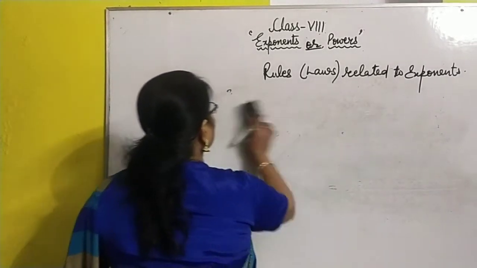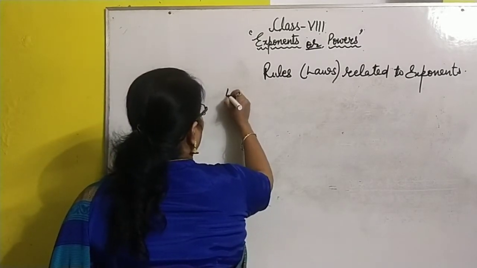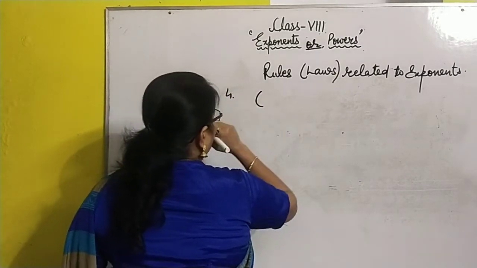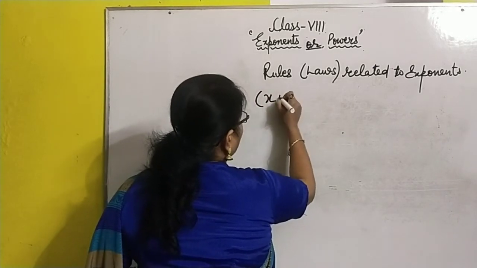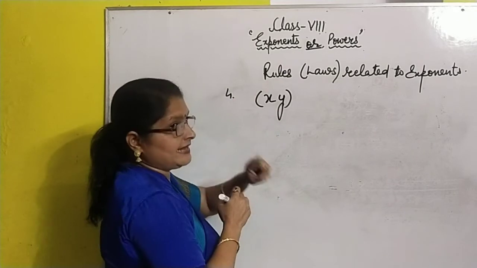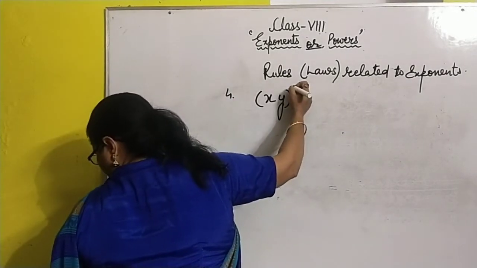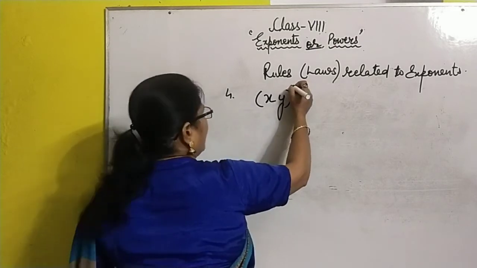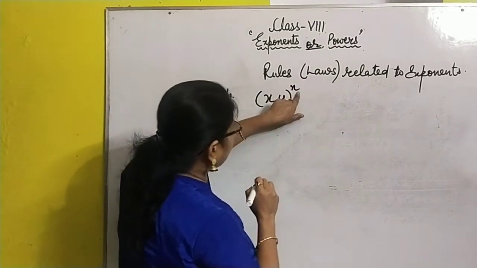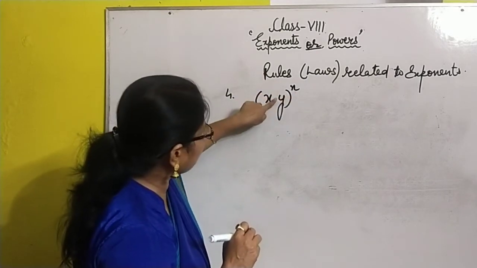Okay, and the fourth law says that if two different bases are there but part of both the bases is the same, suppose I am writing here n. So this n is for x as well as this n is for y.